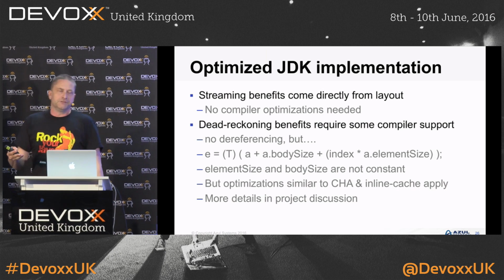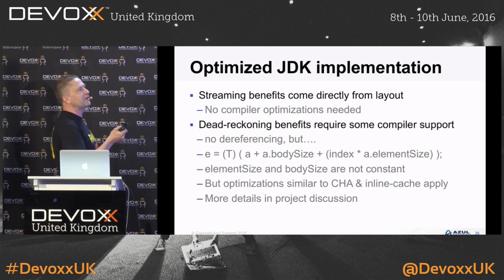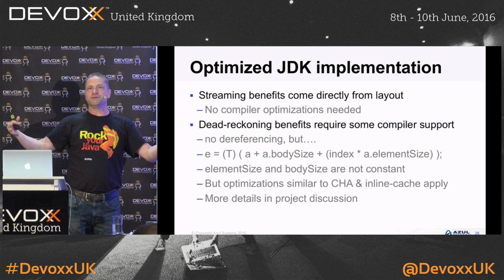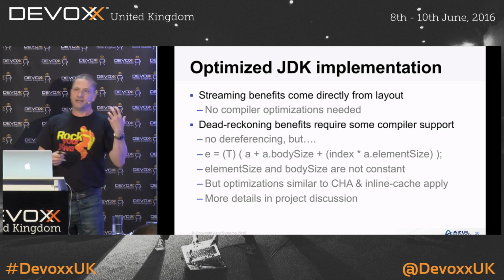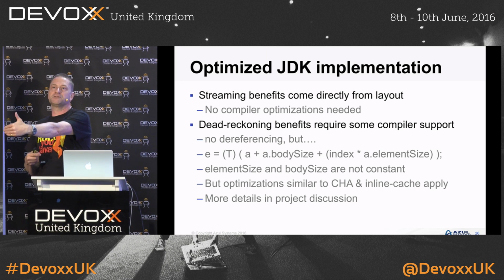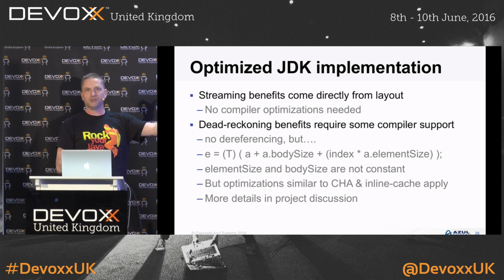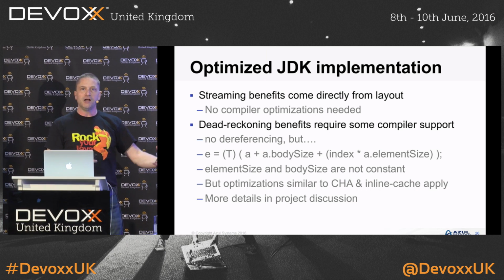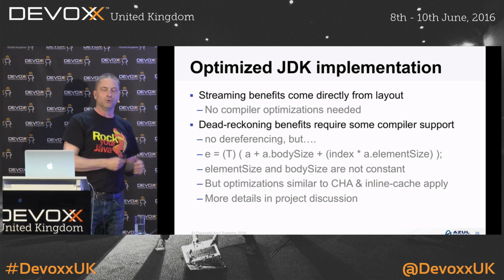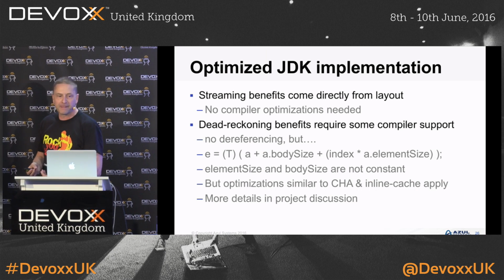So how do we get the benefits of this? Well, the streaming benefits come directly from the layout. If we make sure that everything is contiguous in memory, then it doesn't matter from the point of view of the JVM. As soon as we start referencing objects by doing a certain stride, the underlying hardware, the caching hardware will notice that, we'll start doing prefetching, and we'll get the same benefits we would with an array of structs.